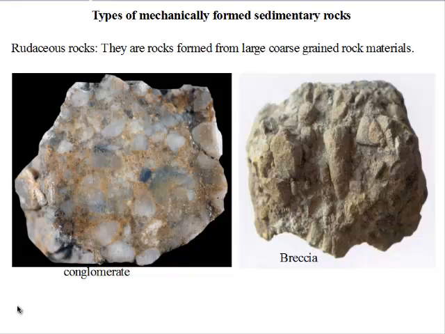An example is the conglomerate. The conglomerate is the combination of many different types of rocks. Then we also have breccia. You can see the roughness of the two rocks.